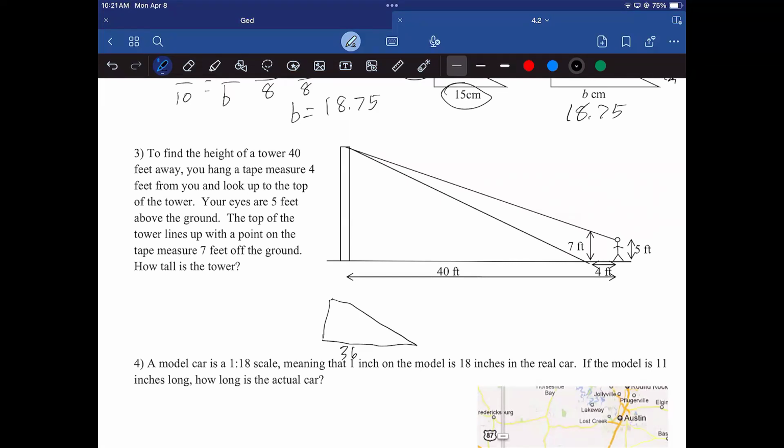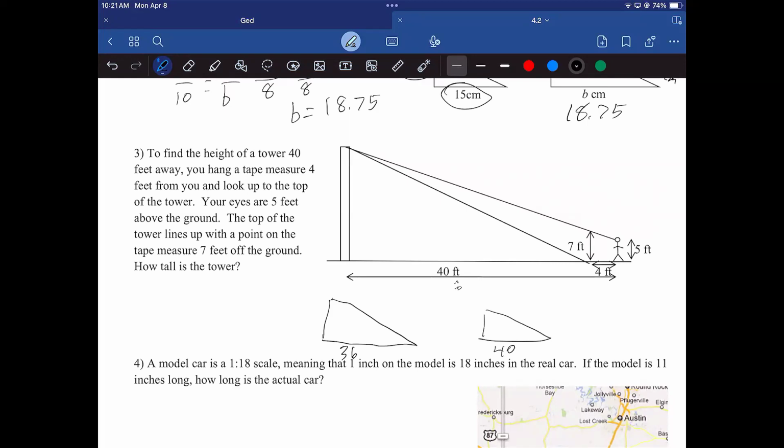I don't know about you guys, but my brain just got lost in the middle of this. Because I'm looking at it going, well, 40 is to 36. Now I have enough to go on for one side. But I need to know another side. I'm going to think on this one and how they're related. Because your eyes being 5 feet off the ground shouldn't be that big a deal.